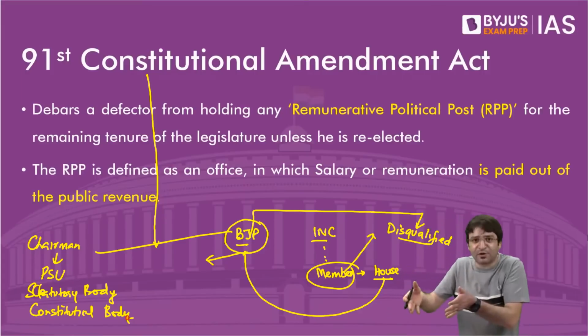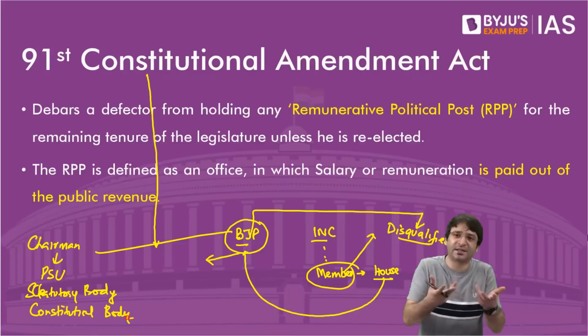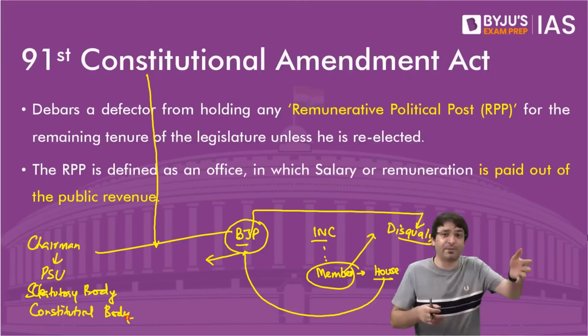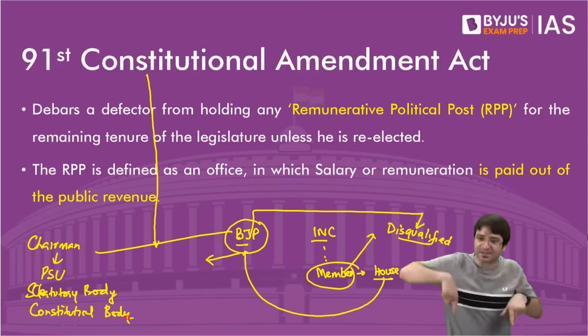Because I am part of Congress. Congress is in opposition. I will get nothing here. Here at least I will get the chairperson of a National Commission for Minorities, or National Commission for SCs, National Commission for STs, or I will be appointed to a board. I will be appointed to any other body where I will get the money, I'll get the salary. So for that, I am resigning from the Congress.